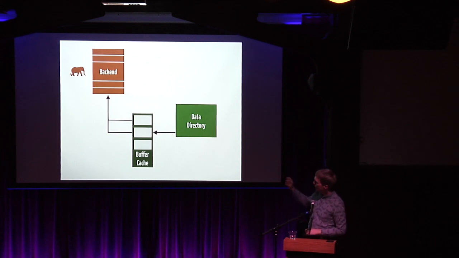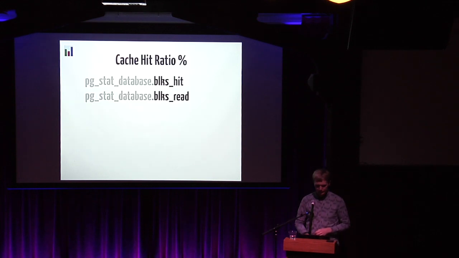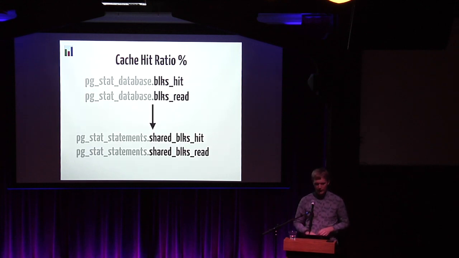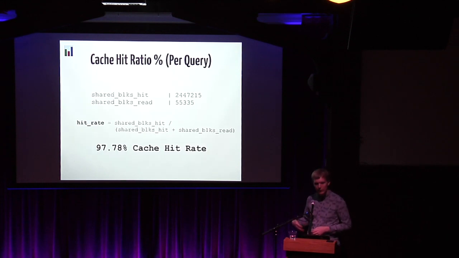So there are two paths here. There's the path where we have the data in the buffer cache, so we don't need to go to disk, or we don't have the data in the buffer cache, and then we do need to go to disk. We can measure this. We can look at pg_stat_database to see this across the database. We can break it down again by going to pg_stat_statements, which tells us which queries had which cache hit ratio. And then we can calculate this as a percentage.